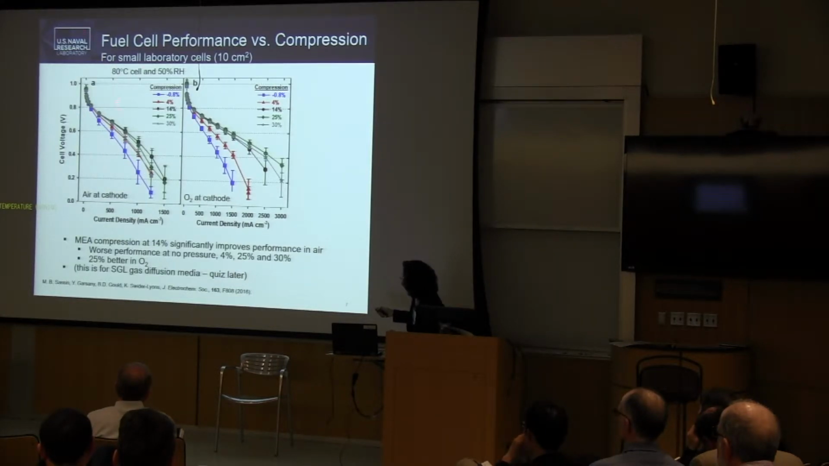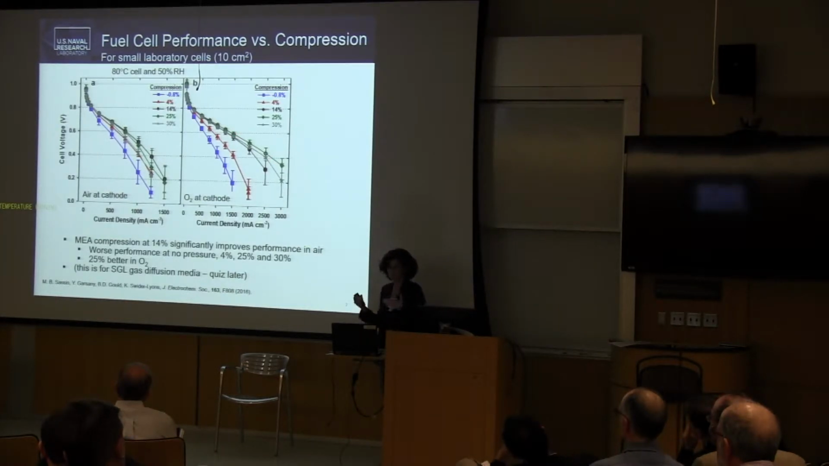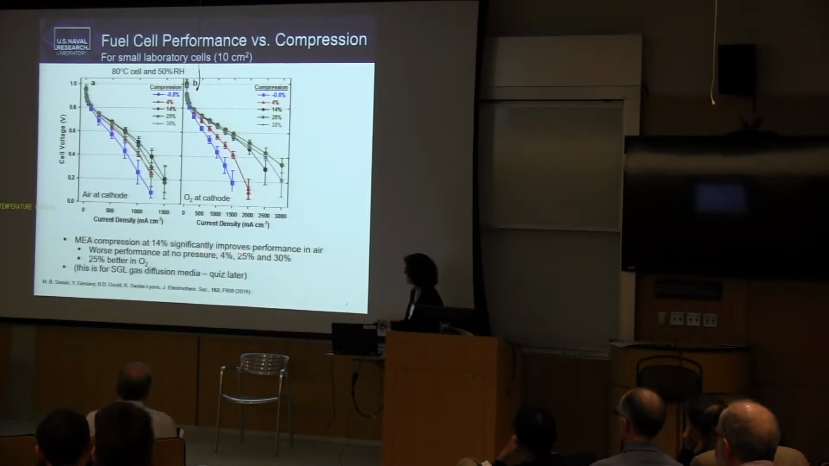Look at this. So 0% down here. The best is 14% here. 14% compression, and that's based on that formula with the Teflon gasket. This here is an oxygen, and you can see 25% compression works better, maybe because you have more oxygen getting in, so you can compress the pores more and take away some of that space for that oxygen to get in. So this MEA compression at 14% significantly improves the performance in air, the worst performance at no pressure, and then overcompression, and 25% better. And this is for the SGL gas diffusion media.